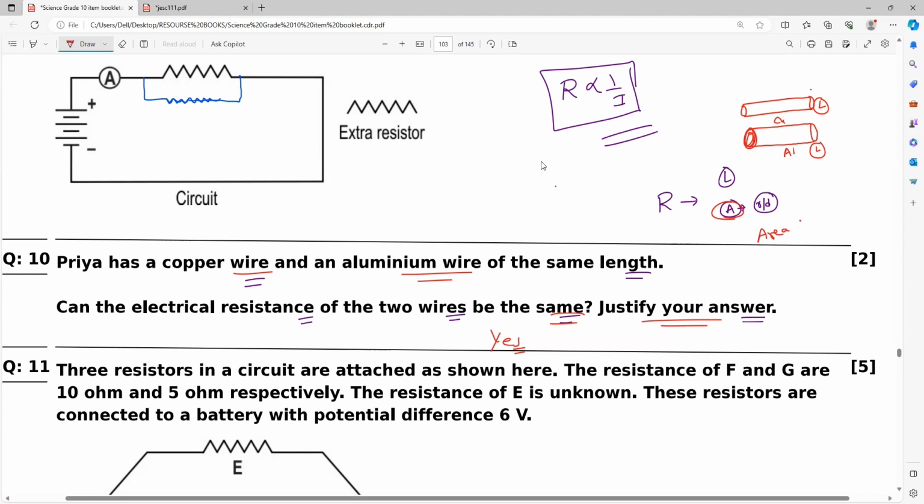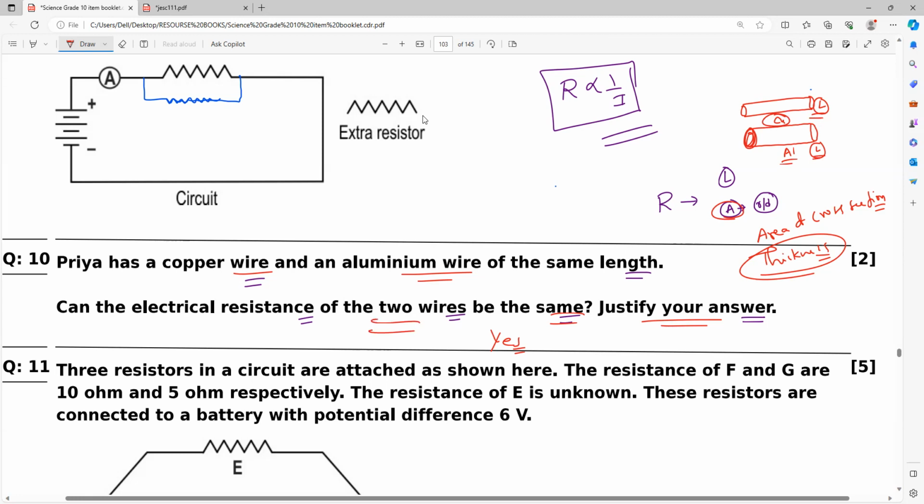So by making different areas of cross section, even though length is the same, if area of cross section is different. Area of cross section is also called by some other name. Anybody can tell? If you are using diameter, we have to use that one. Diameter, if it comes, we have to use the word thickness. So thickness of the wires, maybe the length is the same, but different thicknesses can attain the same resistance. That is the answer.